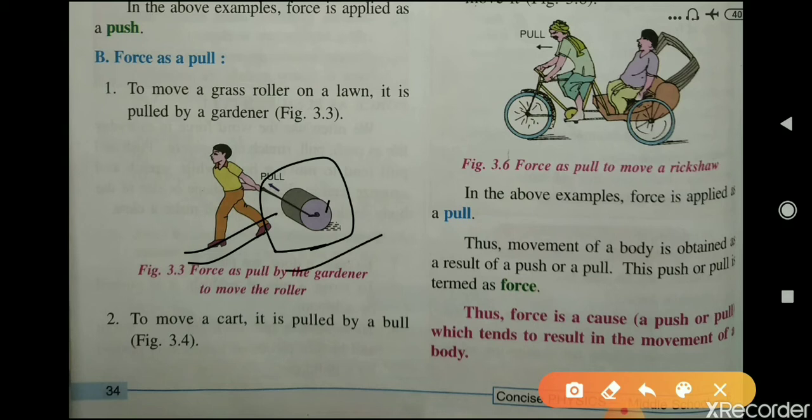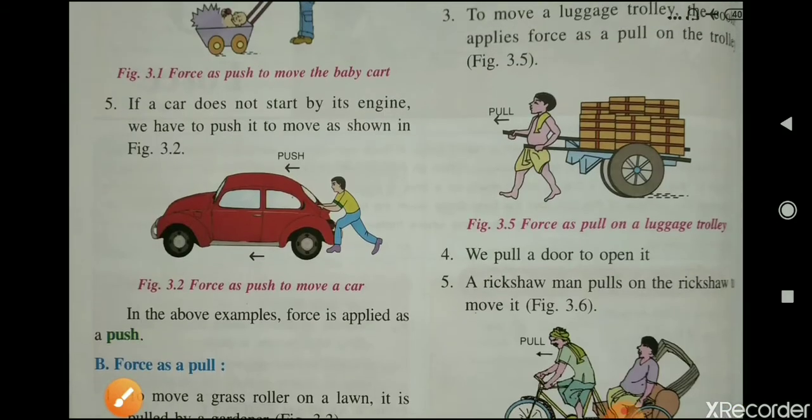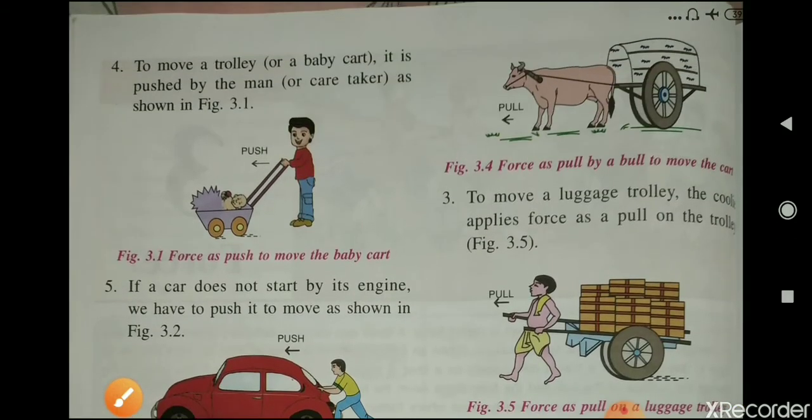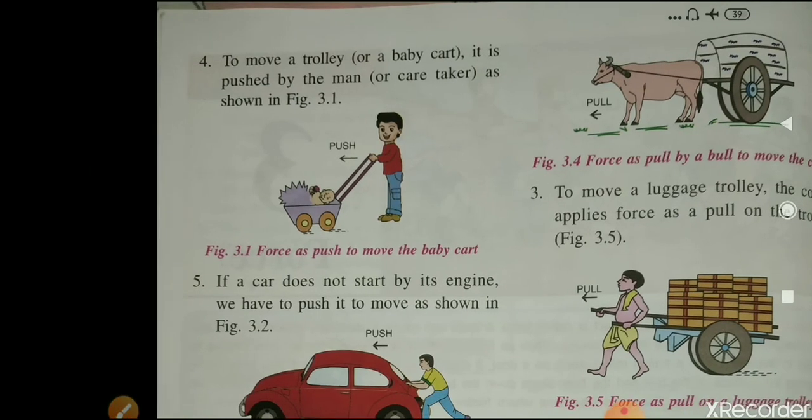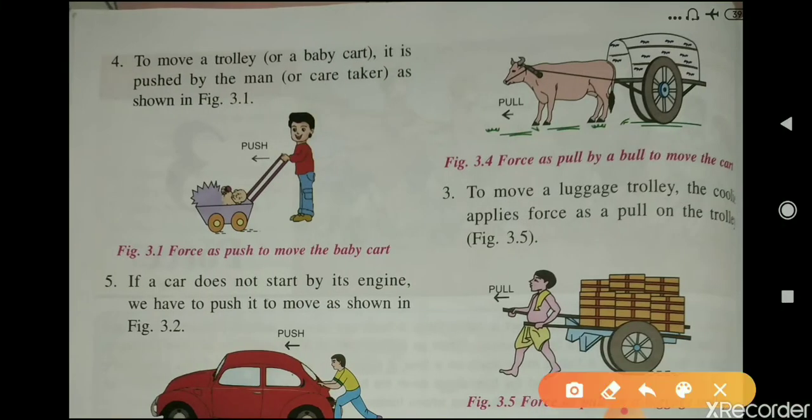Now next one is to move a cart, it is pulled by a bull. You can see here in this example, this cart is being pulled by a bull. So here the force is as a pull.